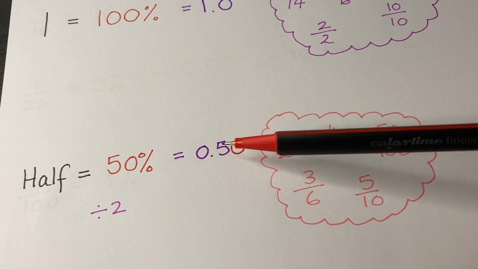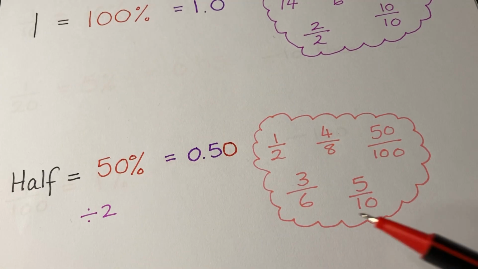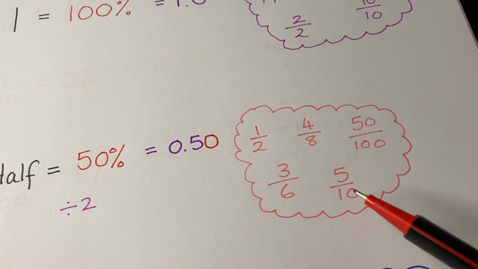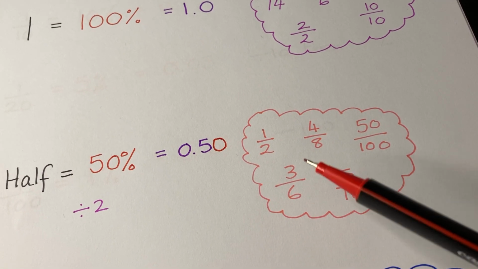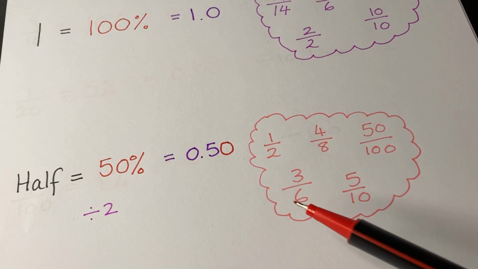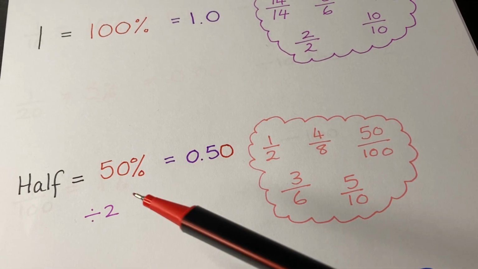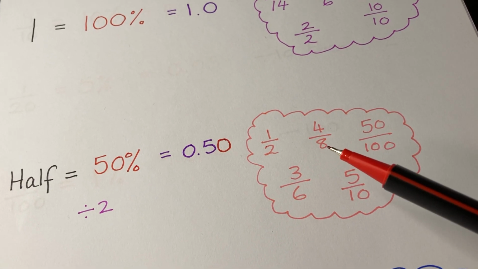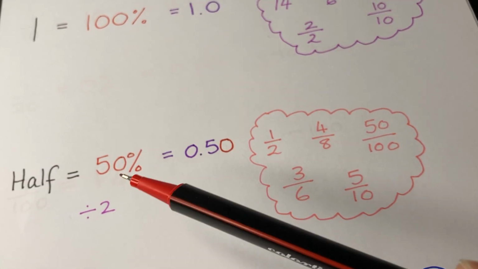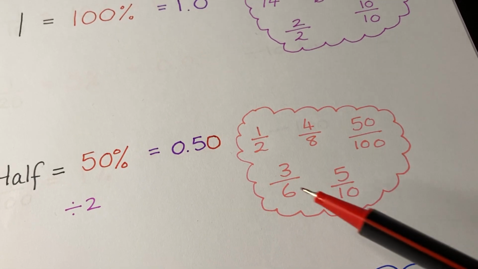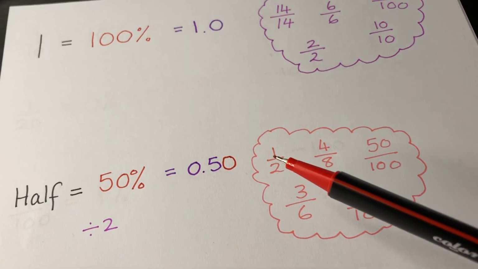0.5 is telling us that there are 5 tenths. 5 tenths make 50%. And if you look at the fractions, look, 5 tenths is here. 5 out of 10. That's 50% because that's half. 3 out of 6. If you score 3 out of 6 in a test, you have got half the marks. That's 50%. If you score 50 out of 100, that's also 50%. If you score 4 out of 8, that's also 50%. If you score half of the total score, then it's also 50%. So all these fractions are equivalent fractions which all equal 50%. They all equal a half.